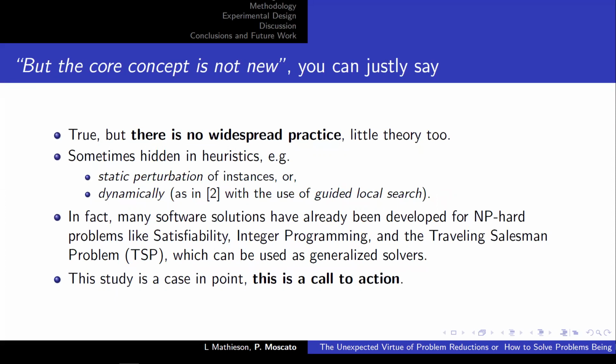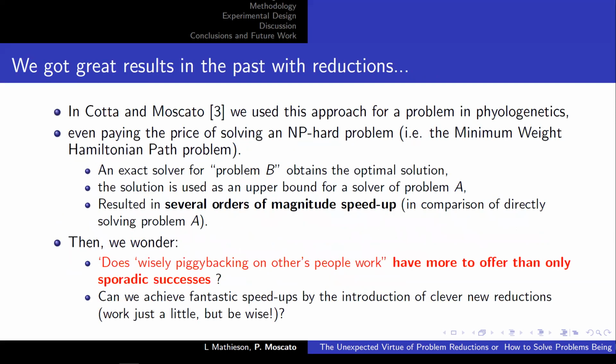So the concept is not new. You can say, well, that's true, but there is no widespread practice of this, and there is little theory as well. Sometimes it is hidden in heuristics. Some people talk, for example, about static perturbation of instances or dynamically changing the instance, as for example in guided local search. But in fact, many software solutions have already been developed for NP-hard problems, so it would be good to really exploit this idea more. This study is a case in point. Really, this is a call to action for everybody to look at the possibilities this can give.